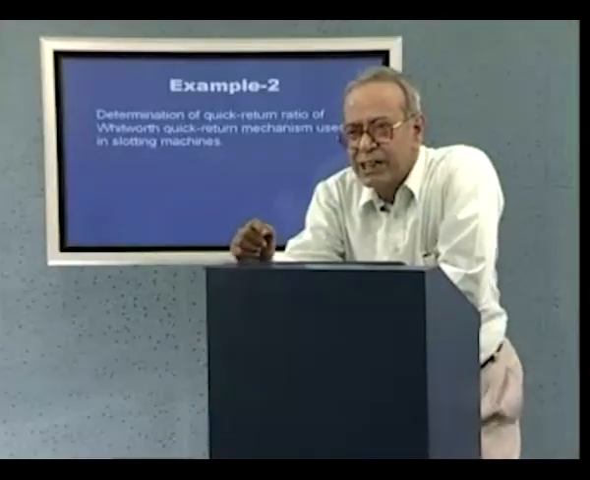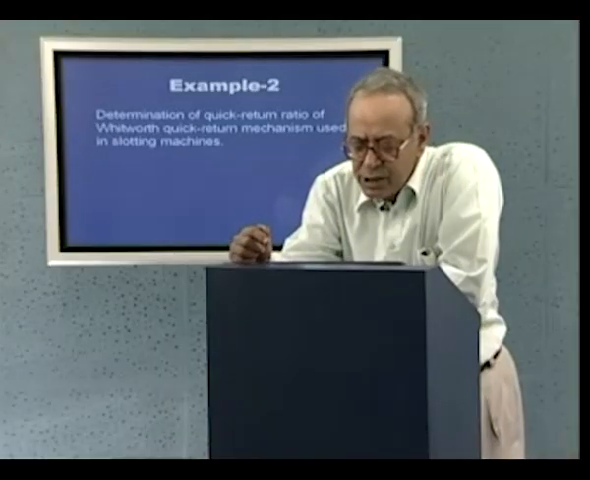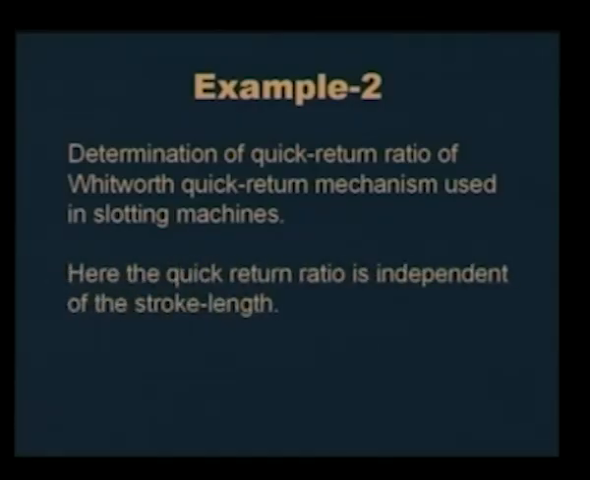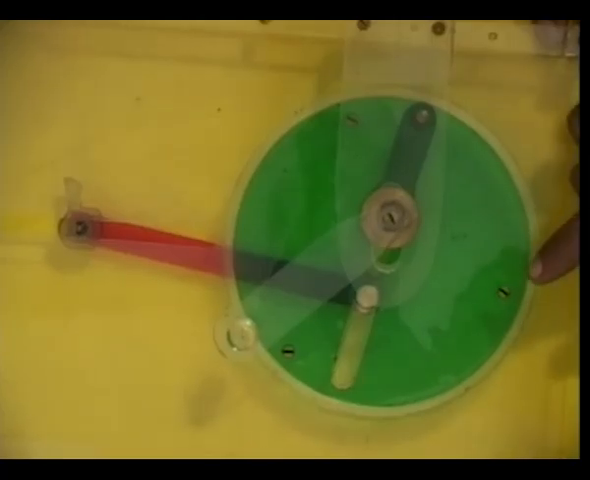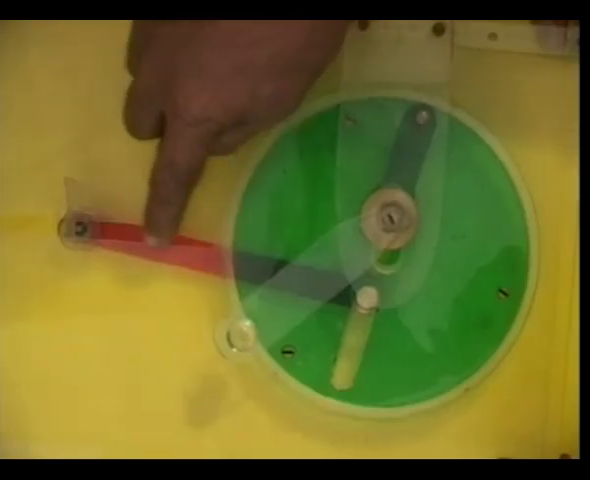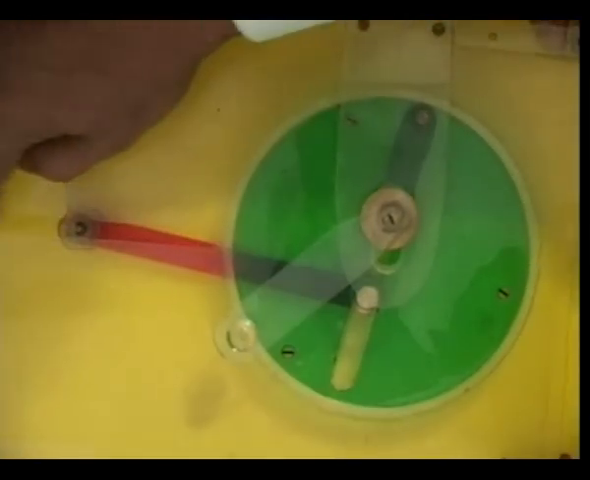So, before showing you the model and solving the problem, let me restate the problem for your benefit. This is our example 2, that is, determination of the quick return ratio of the Whitworth quick return mechanism used in slotting machines. As I have said earlier, we will also show that in this mechanism the quick return ratio will be independent of the stroke length. This is the model of that Whitworth quick return mechanism. Here the cutting tool is this one, which is moving in this horizontal slot.